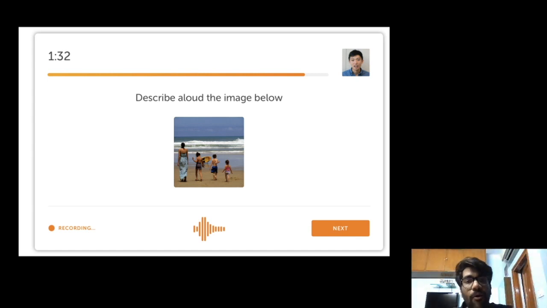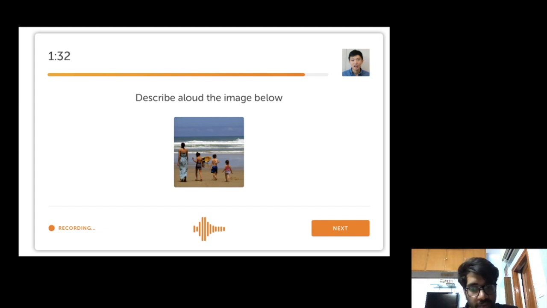Alright? Now, the simple strategy to address these types of questions, very simple, understand carefully. Speak one sentence on what is happening overall. Alright? So, the image shows a family enjoying on the beach. Done. Now let's speak about the foreground.